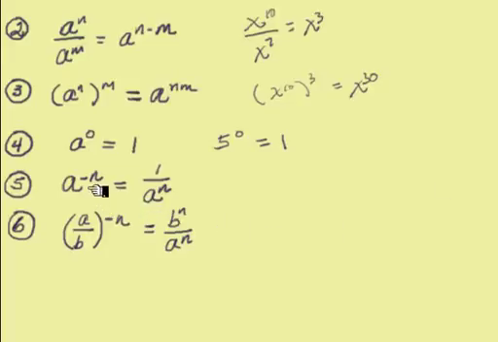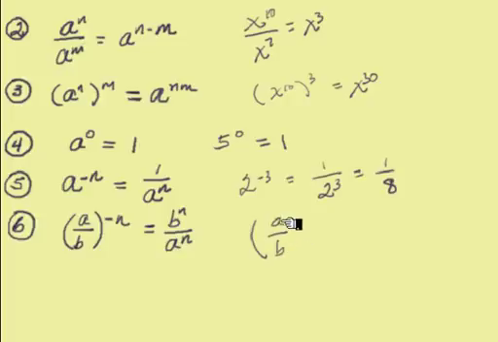Okay, this defines negative exponents. A to the minus n is equal to 1 over a to the n. For example, 2 to the minus 3 is equal to 1 over 2 cubed, or 1/8. And here we have a fraction raised to a negative exponent. We take the reciprocal and we make the exponent positive. We could write it like this. We could add one more step. A over b to the minus n is equal to b over a to the n. And then when we open up parentheses, we get b to the n over a to the n.